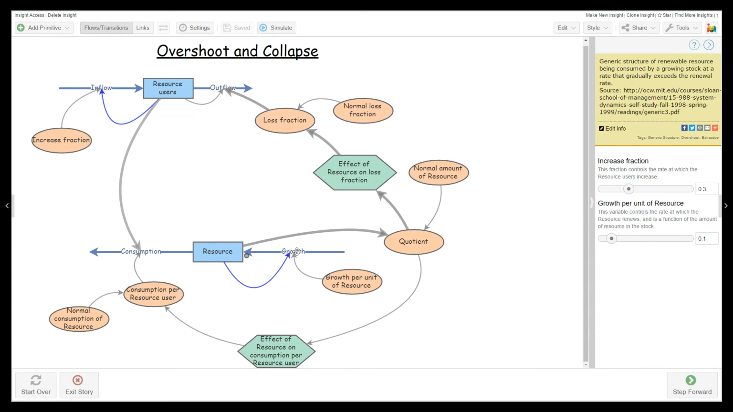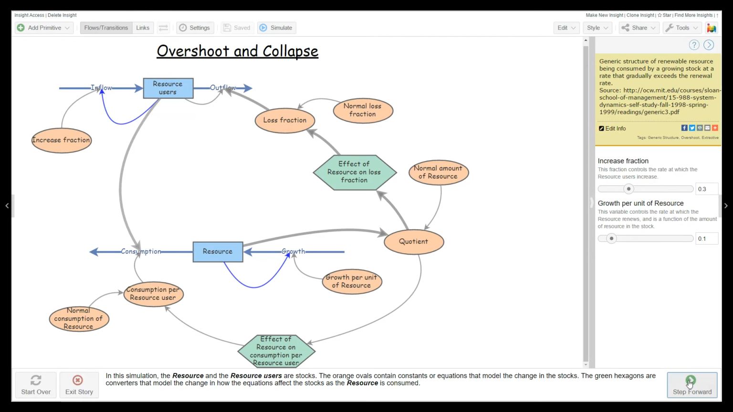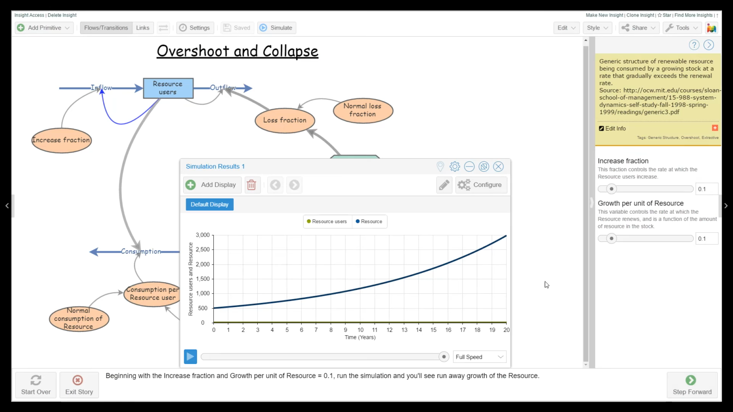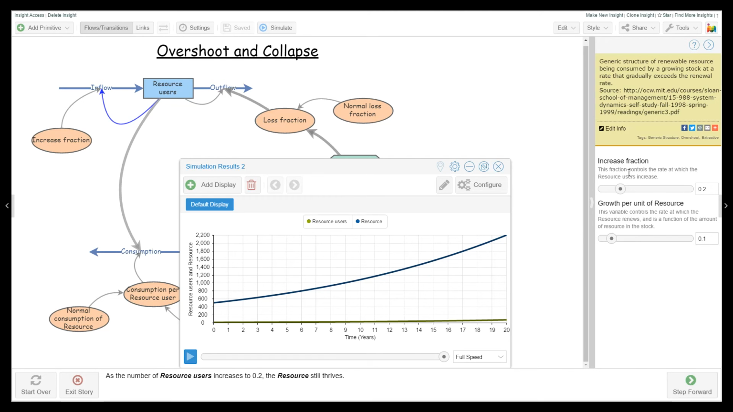The resource itself is an exponential growing resource, though it is consumed, and the users is also an exponential growing entity which diminishes based upon the resources it needs to survive. Now, if we run this initially with just a basic setup so that the resource users are not actually growing, a small amount of growth factor for the resource to continue to grow, you'll see the exponential growth of that resource over time. And if we begin to allow the resource users to grow at some small rate, you notice that they are actually increasing. The resource that they utilize is still continuing to grow at an exponential rate.